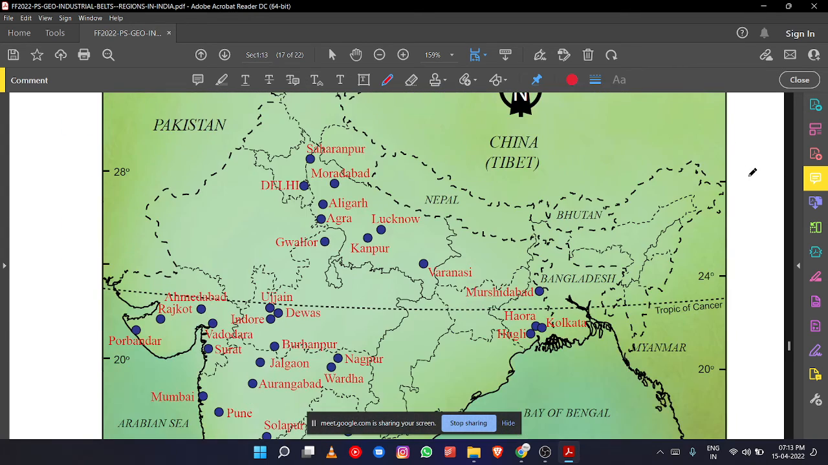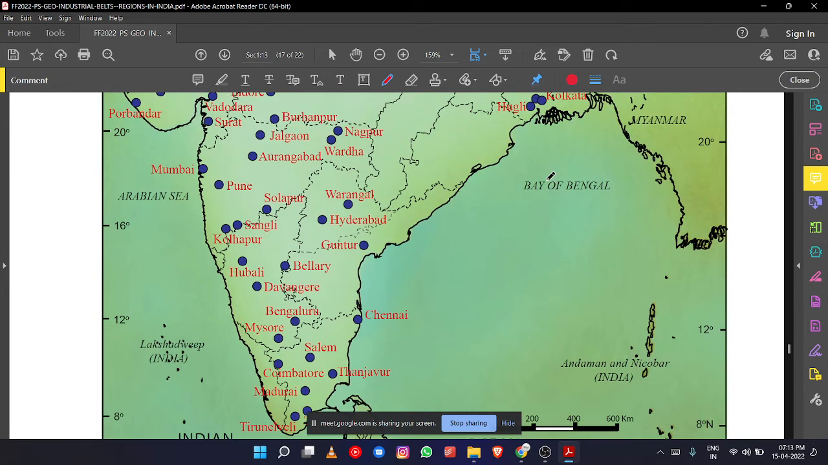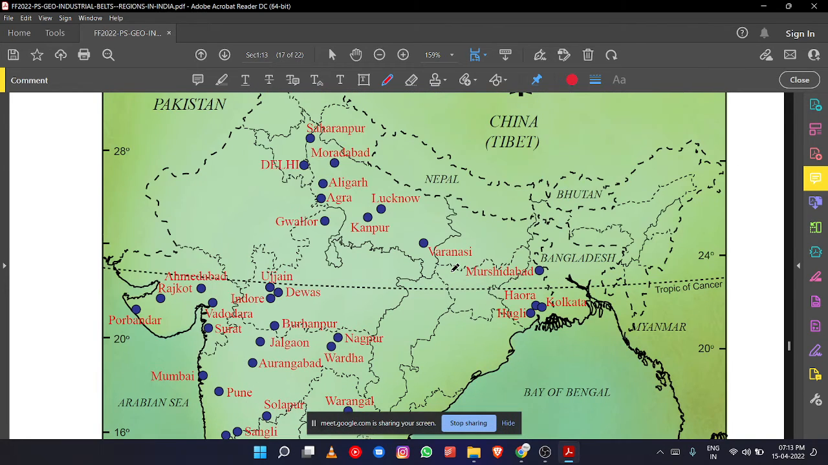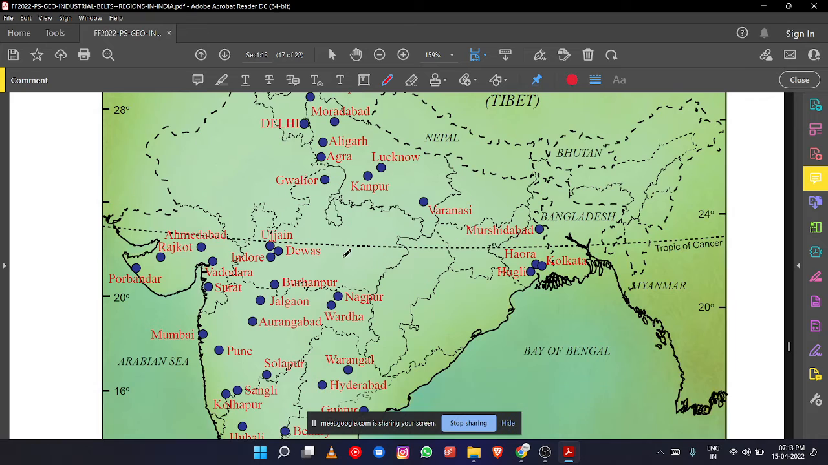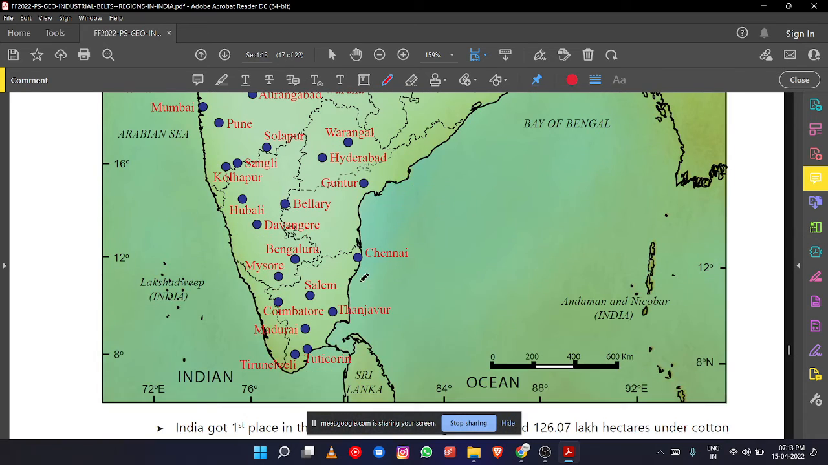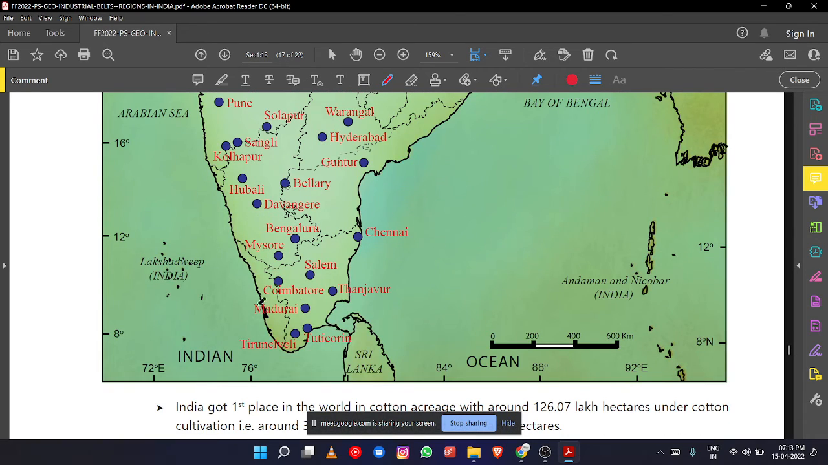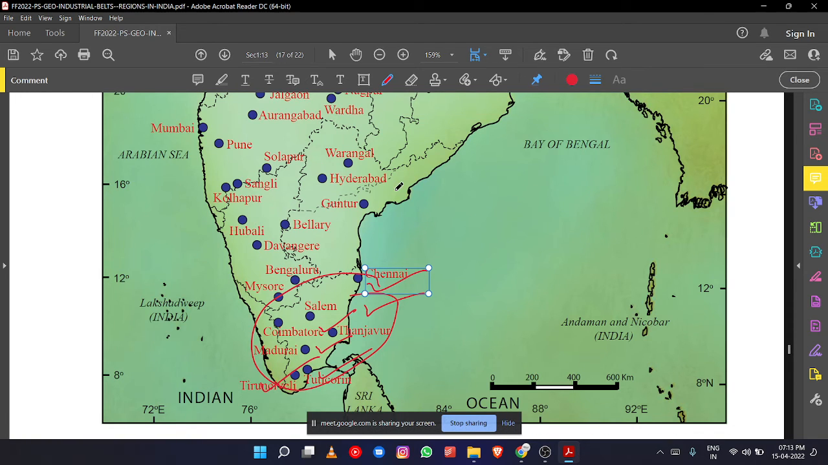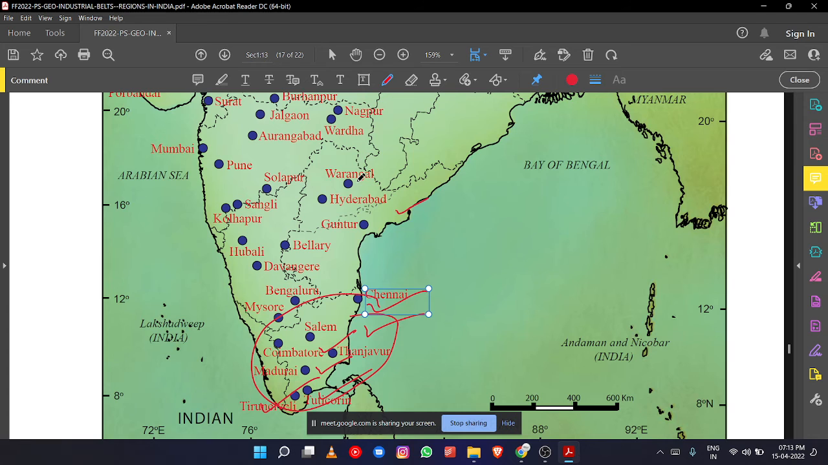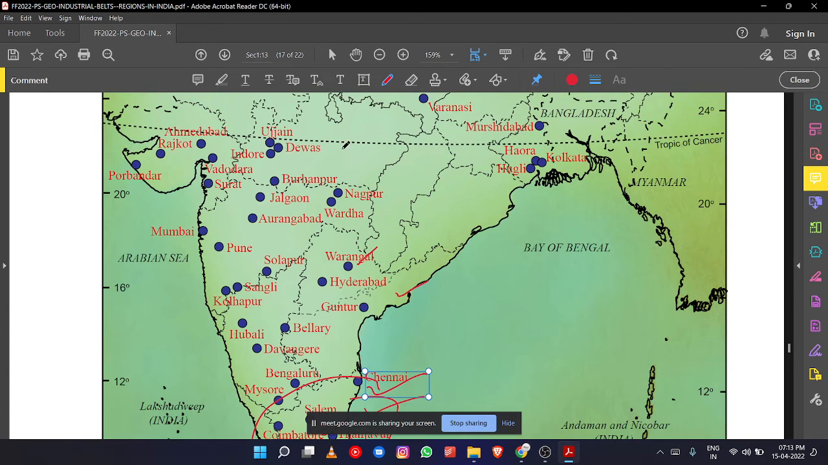So cotton textile industries are present in many states. You need not remember everything, but just try to concentrate here. In Tamil Nadu, Chennai, Tanjore area, Tuticorin, Madurai, Coimbatore, Tirunelveli, these areas are present. In Andhra Pradesh, Guntur; in Telangana, Warangal and Hyderabad.